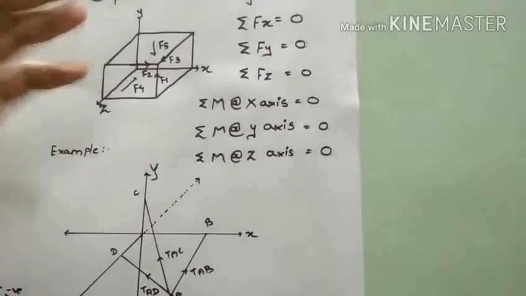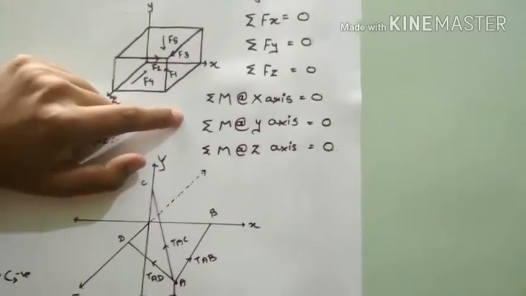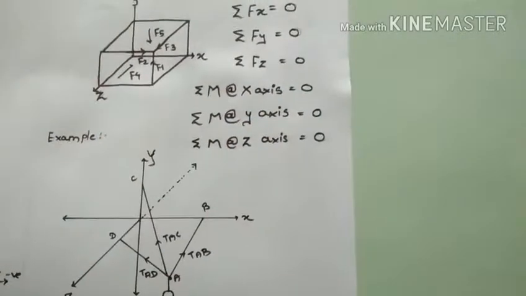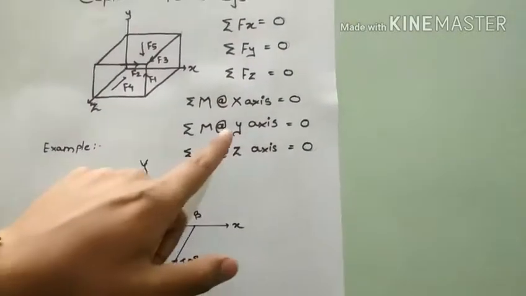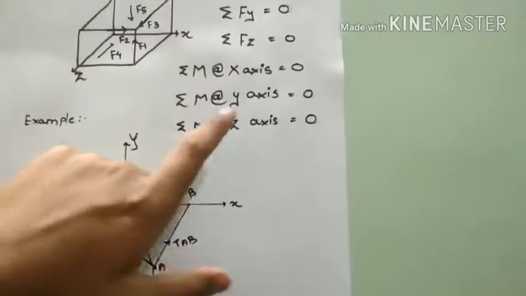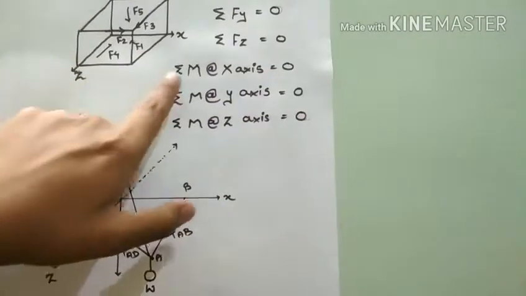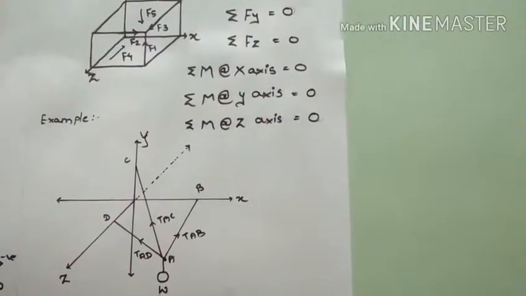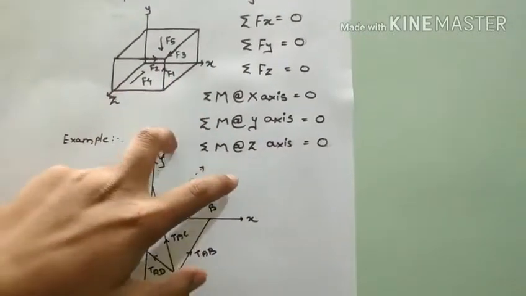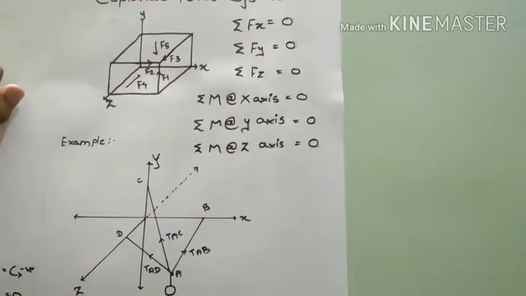Now going towards the conditions of moment, there are three conditions of moment in this case. That is, the summation of moment about the x-axis should equal 0, the summation of moment about the y-axis should equal 0, and the summation of moment about the z-axis should equal 0. We know how to find the moment about any particular axis: it is the force into the distance between the axis and the point of that force.